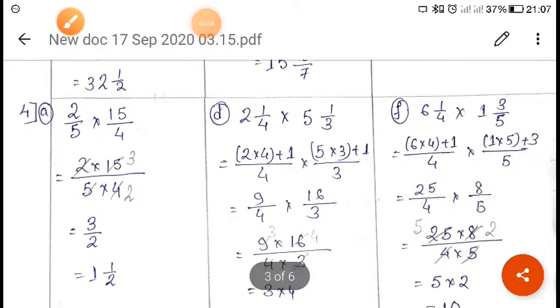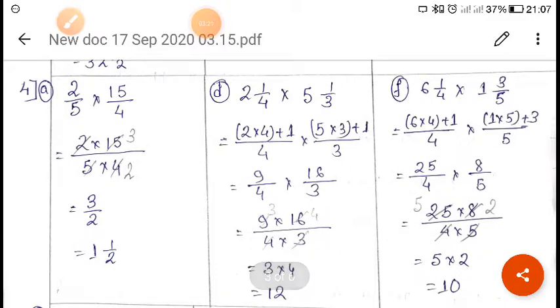Now question number 4. There are so many examples, 10 questions are there, right? What they have asked: find the following products and reduce them to the lowest form. We have to find the product, and after that reduce it to the lowest form. This is also very easy. I will do one and you can do the rest, right?